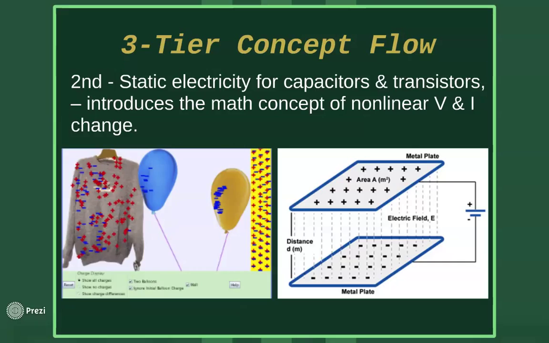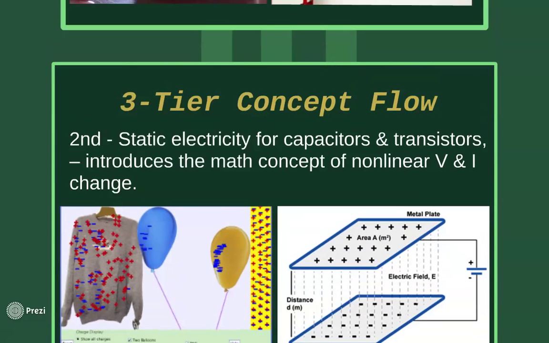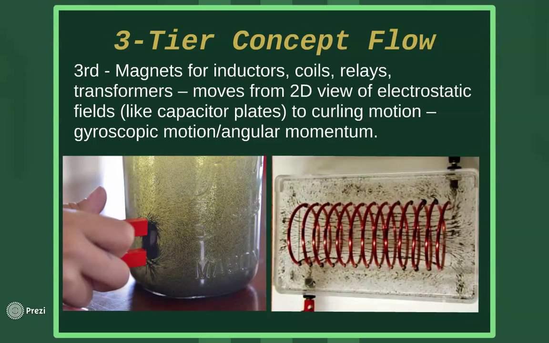After we've thoroughly studied everything we can about nonlinear voltage, current, and resistance, and how it applies to the workings of capacitors and transistors, and by application of transistors, many varying integrated circuits and chips, we move on finally to the third tier, magnetism.